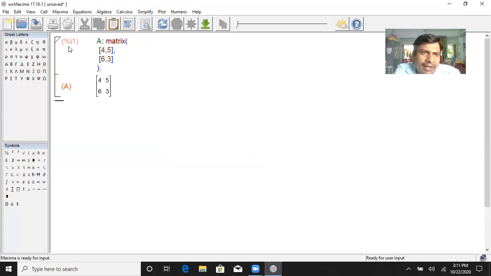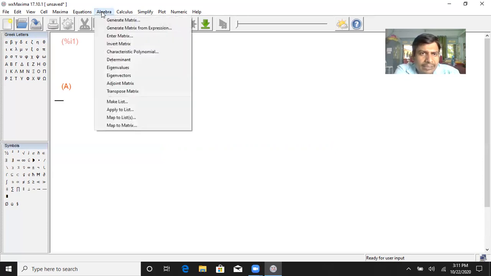See here, this is the percent i1, the first line. A is the matrix: A colon matrix, open bracket, square bracket of 4 comma 5 and square bracket of 6 comma 3, close bracket, semicolon. Okay, this is the matrix.